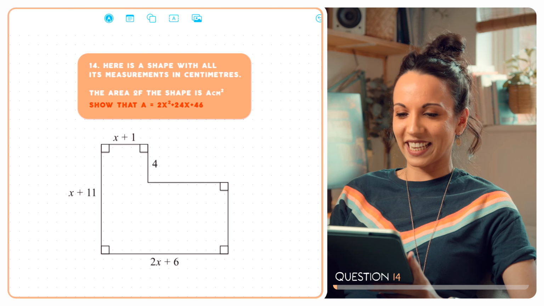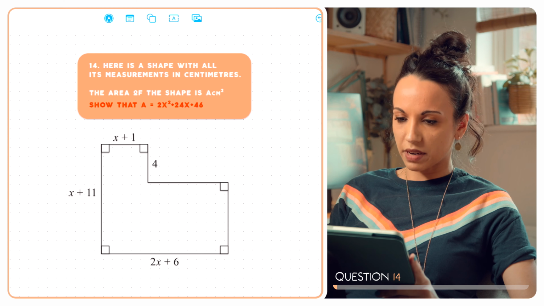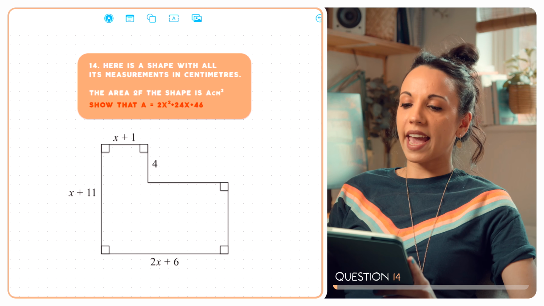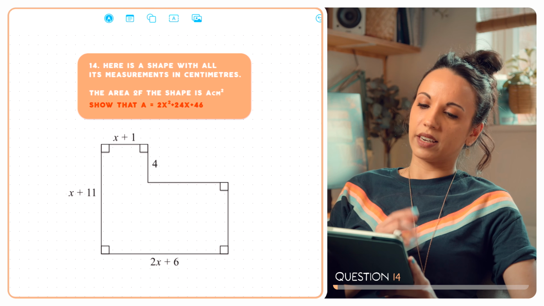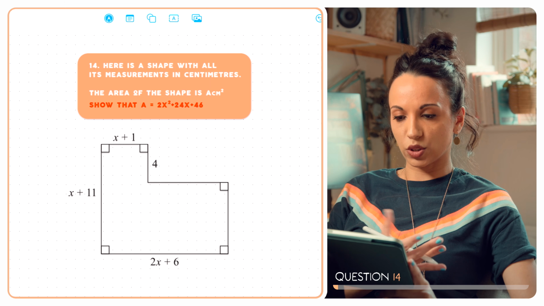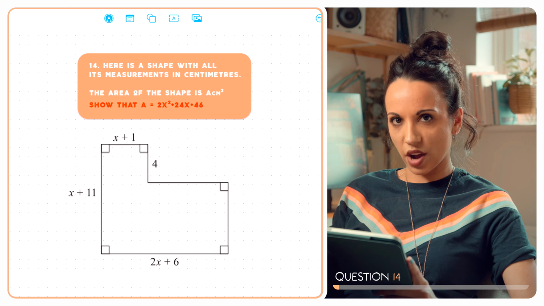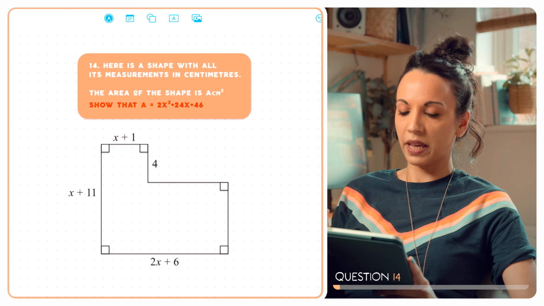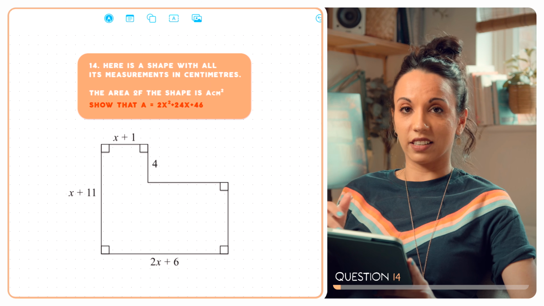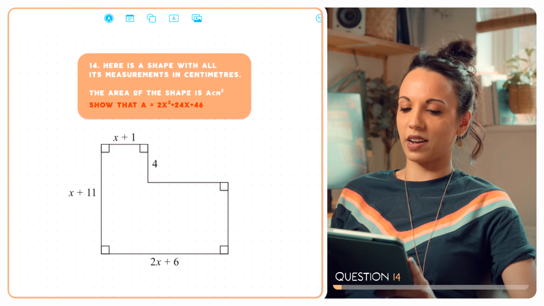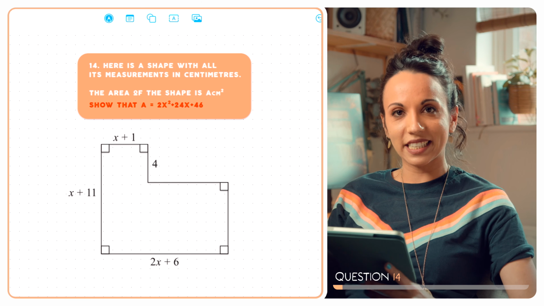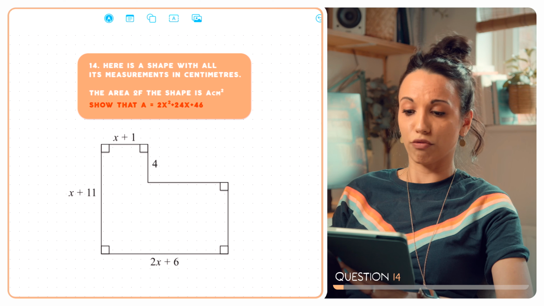Okay, question 14. Here is a shape with all its measurements in centimetres. The area of the shape is A centimetres squared, and we need to show that A is equal to 2x squared plus 24x plus 46. Okay, so we're going to have to work out the area of this shape. Now, we're not that familiar with working out the areas of L shapes, but we are familiar with working out the areas of rectangles. So the best thing to do is to cut this up into 2 rectangles.